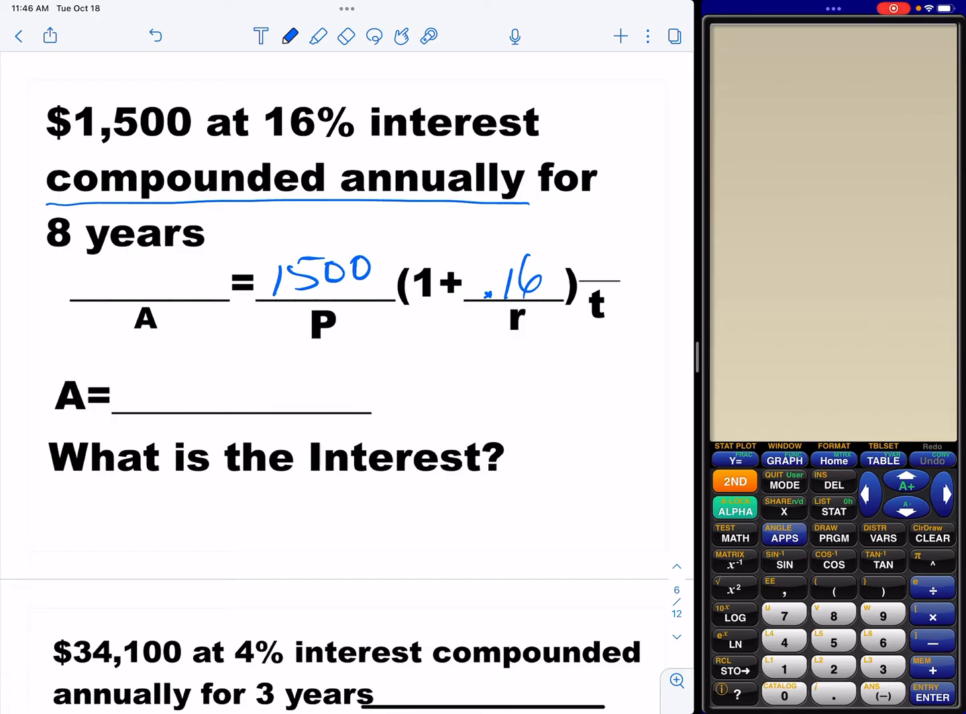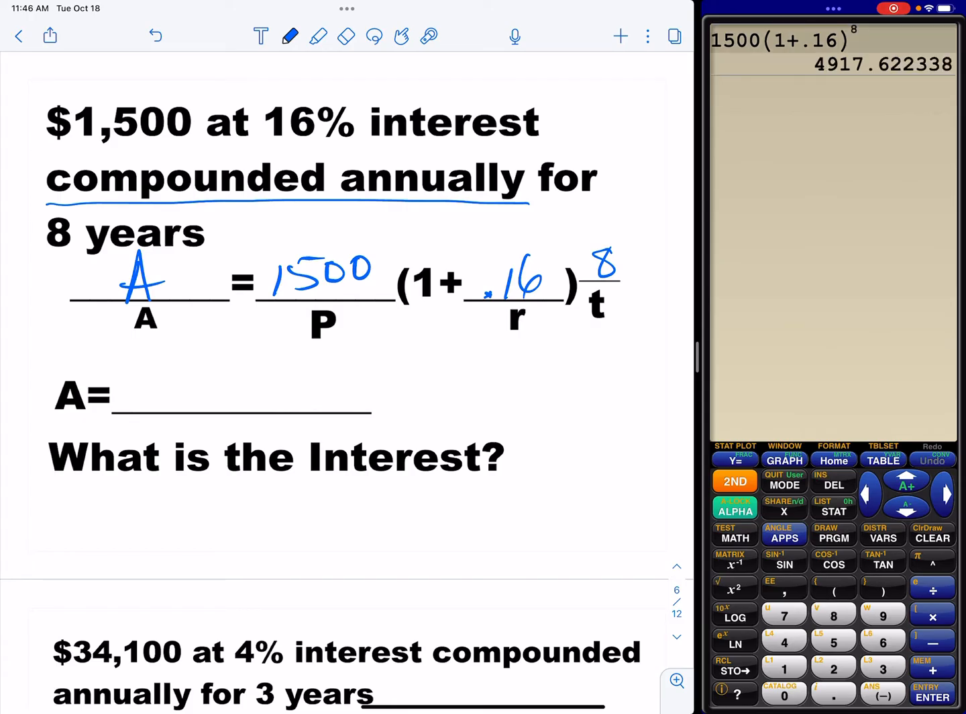And my time is still in years, but this time my 8 is actually an exponent. So I'm still looking for the A. I'm looking for all of it. So the way you're going to type this one in is exactly the way it's written: 1,500, parenthesis, 1 plus 0.16, close parenthesis, exponent, 8.